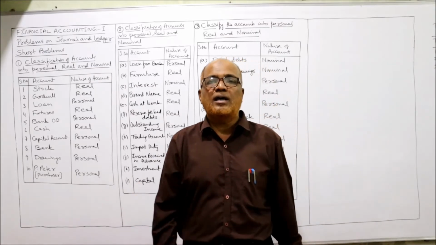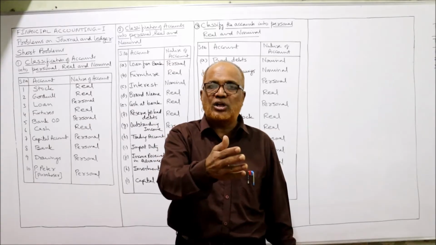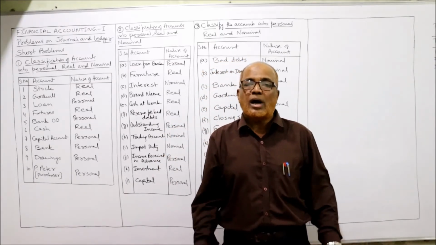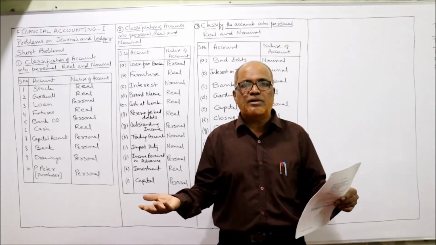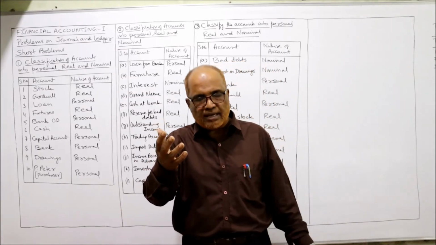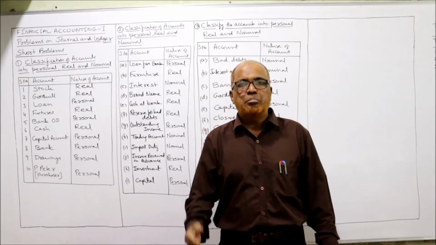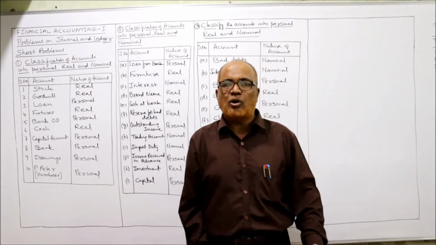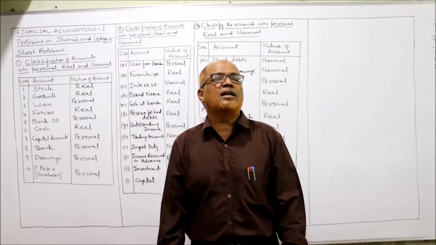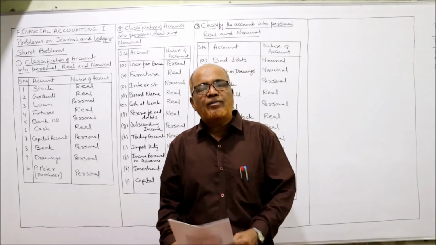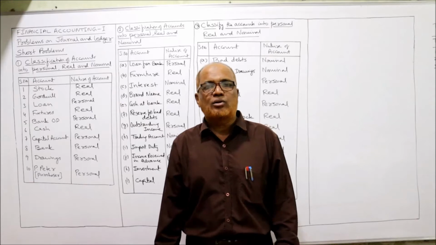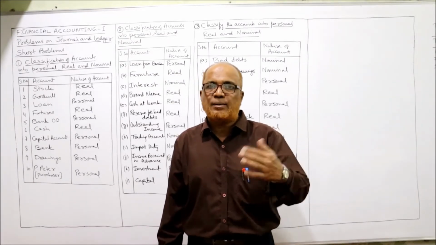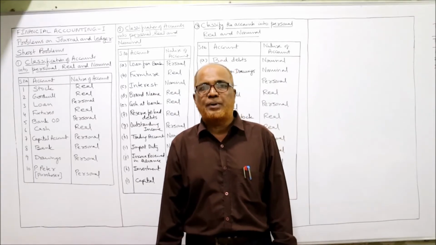Now personal accounts are again of three kinds: natural person, artificial person or representative person. Natural persons, we are all natural persons. So an account in the name of Mr. X, Mr. Y, Mr. Ram, Mr. Robert, Mr. Rahim or any personal name is a natural person. Apart from that, artificial personal accounts, the account of XYZ company, the account of XYZ bank, these are artificial persons.